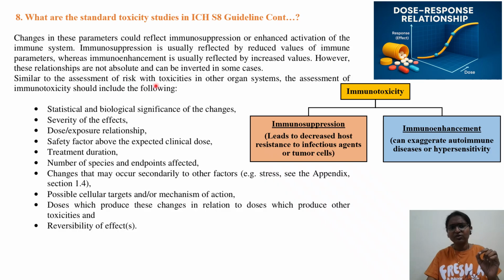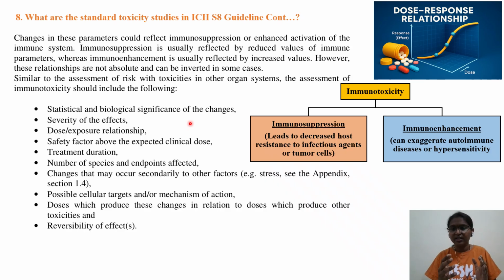Next, similar to the assessment of the risk of toxicity in other organ systems like liver, kidney, and heart, the assessment of immunotoxicity should include, so what needs to be included? That we will see. Statistical and biological significance of the changes. Now we have discussed in the previous slide leukocytopenia or leukocytosis, granulocytopenia or granulocytosis. The change in numbers, an increase or decrease in the number of cells, is there. But it has to be statistically significant.